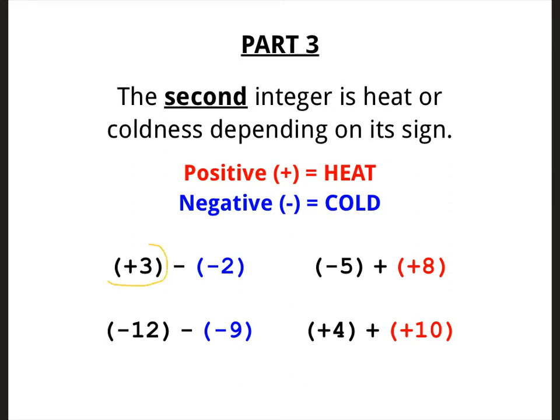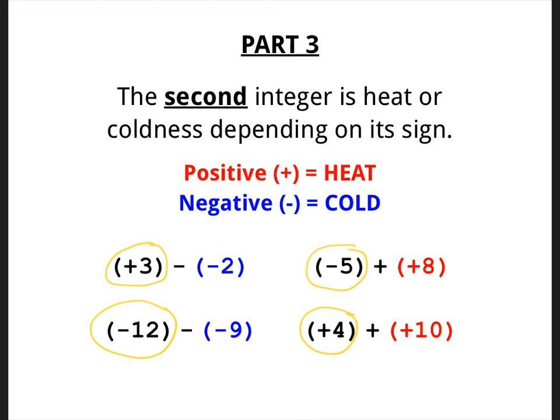So the original temperature is still part of the equation, and then Mother Nature is taking away or adding. Those are the three parts. The first part is the current temperature. The second part is what Mother Nature is doing, either subtracting or adding. The third part tells us what she's adding or taking away, and its sign tells us whether it's coldness, if it's a negative integer, or heat, if it's a positive integer.